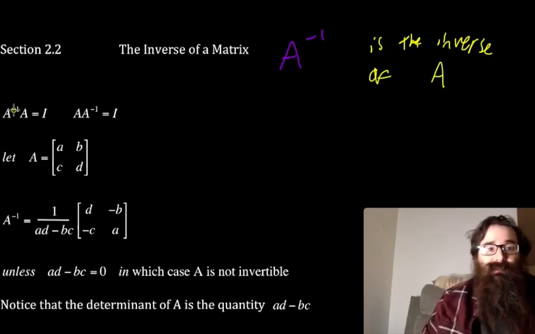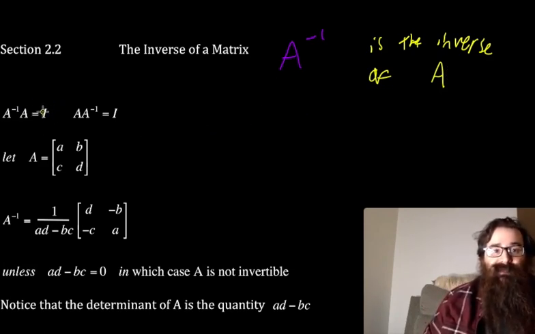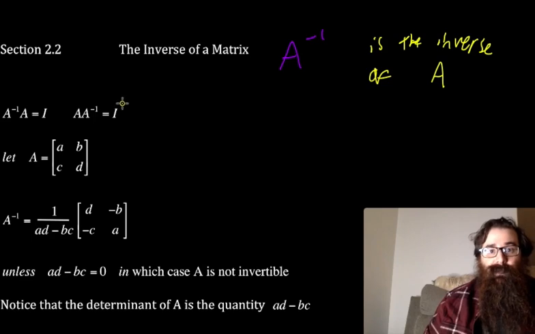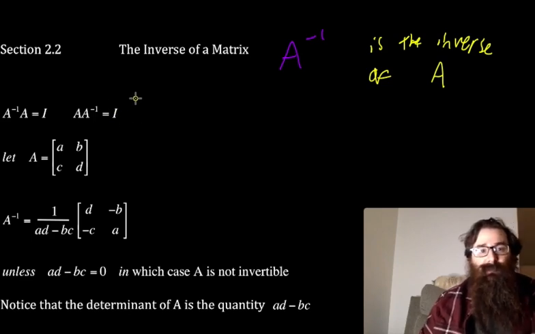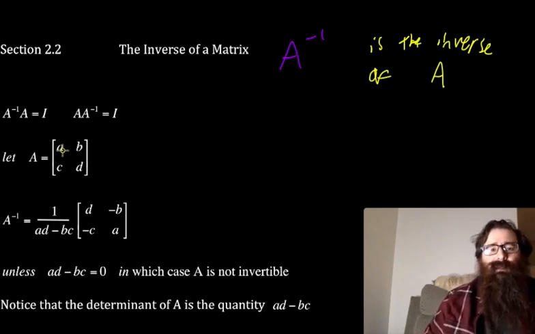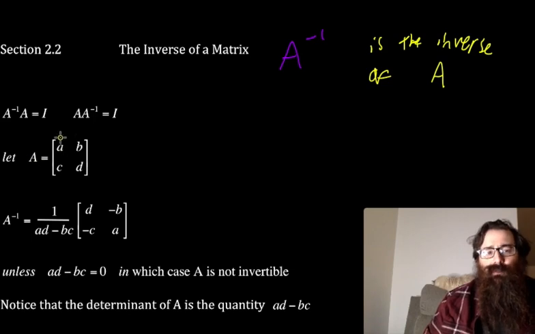A couple of properties. A inverse times A gives us the identity matrix. Or if I want to multiply it in the other direction, A times A inverse gives us the identity matrix. So we get some nice properties with the inverse. And we're going to start by talking a bit about 2 by 2 inverses.